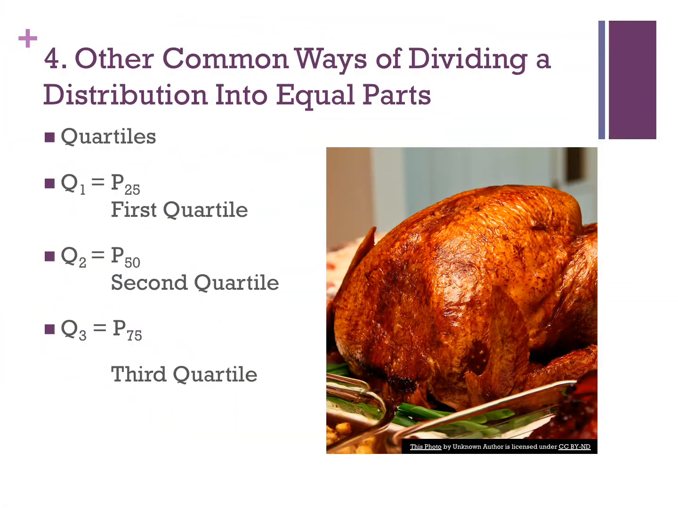A quartile is like a percentile, except that instead of dividing the distribution up into 100 equal parts, as we do with percentiles, we divide the distribution up into 4 equal parts. So we can have P sub 25 is the first quartile, represented as uppercase Q sub 1. P sub 50 is the second quartile, which we represent as uppercase Q sub 2. And P75 is the third quartile, which we represent as uppercase Q sub 3.